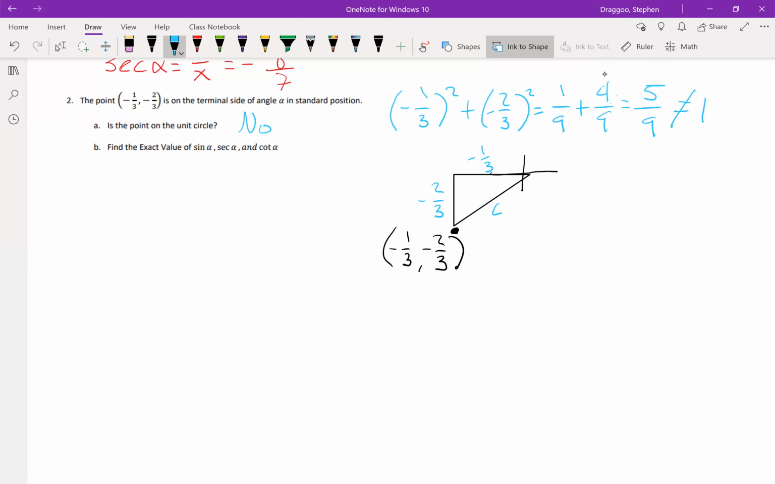And in fact, I kind of already did. From the work I did above, I know that c squared should be equal to 5/9, which means that c itself should be √5/3. Now from this triangle, I should be able to find sine of alpha, secant alpha, and cotangent alpha.